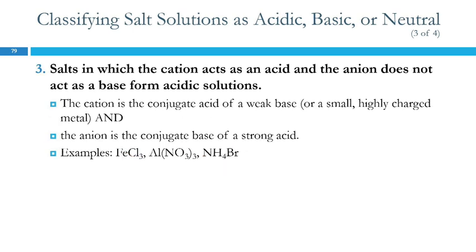Okay, salts in which the cation acts as an acid and the anion does not act as a base. So here, the cation could be the conjugate acid of a weak base, or it could be one of those small, highly charged metal ions. What are the two we need to remember? Fe3 plus and Al3 plus. This is like Iron Man, and that's Al. Iron Man and Al. Just a guy named Al.